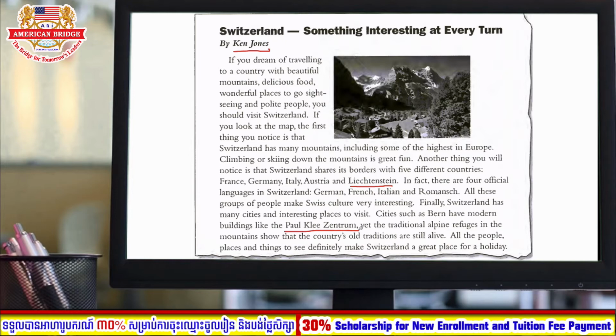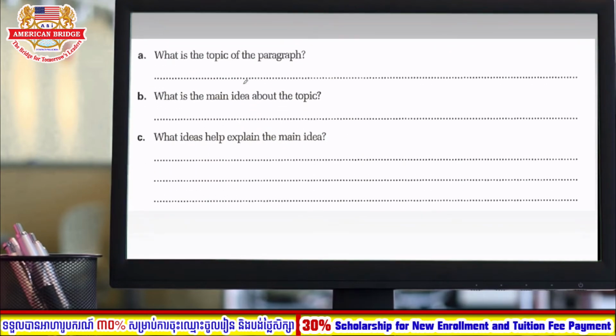So this is a paragraph, and the definition of a paragraph, you remember that, is that it talks about one single topic. As you can see in this paragraph, the main topic of this paragraph is about Switzerland. Okay, so this is a paragraph. So to understand this paragraph, here are three questions. The first one, what is the topic of the paragraph? Mostly, the topic of the paragraph is about Switzerland, which is a country.